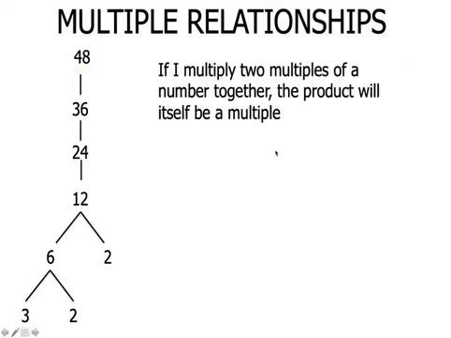And then finally, if I multiply two multiples of a number together, the product will itself be a multiple of that number. So, for instance, if I take the numbers 24 and 36, both of which are multiples of 12, I get 864. And you can check this on your calculator. Is that a multiple of 12? Well, is it divisible by 12? Then yes, it is. One note, this does not work for division. You can only do this for addition, subtraction, and multiplication. I'm just going to write that in. Not division.